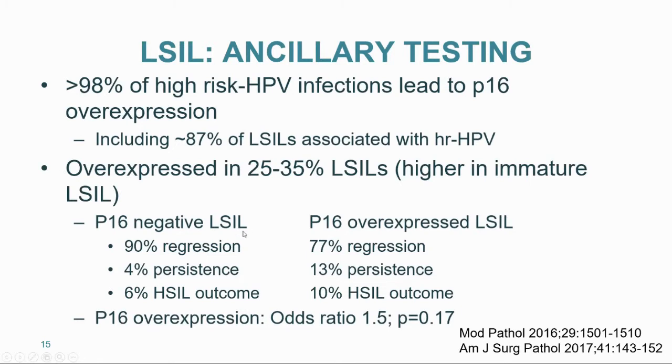There has been some literature showing certain differences in the clinical behavior of low-grade lesions that are negative for P16 overexpression versus low-grade lesions that overexpress P16 by immunohistochemistry. And it's been argued that the rates of regression are lower and the rates of persistence and HSIL outcome are slightly higher in those lesions that we classify on morphology as LSIL, but overexpress P16. However, these differences have not been observed in all series and are not statistically significant and do not really reflect the outcome that we see in bona fide HSILs.